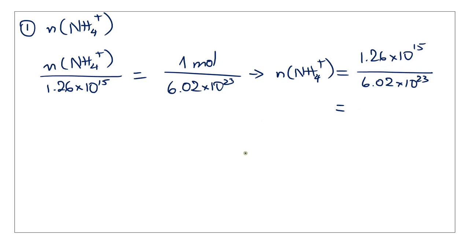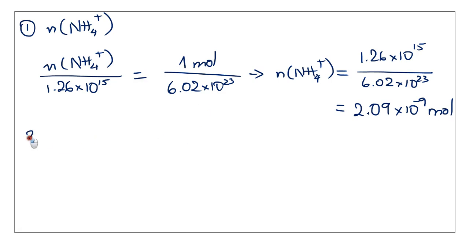Okay, so we have 1.26 times 10 to the 15 divided by 6.02 times 10 to the 23. So you should get a fairly small number. So 2.09 times 10 to the negative 9. Let me double check. Yep. Anyway, so that's step 1.